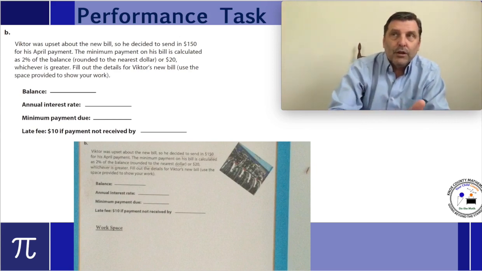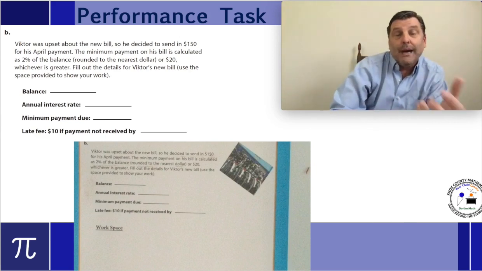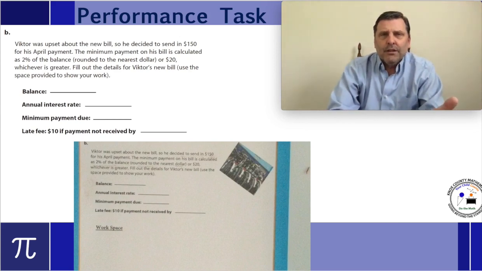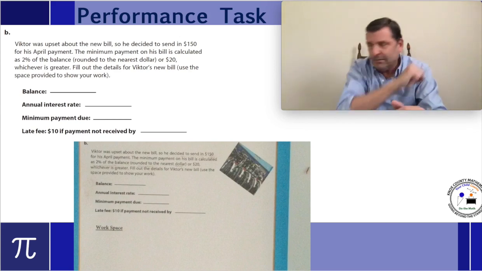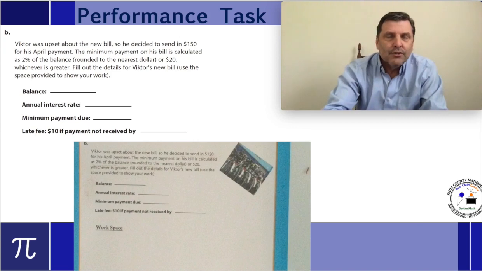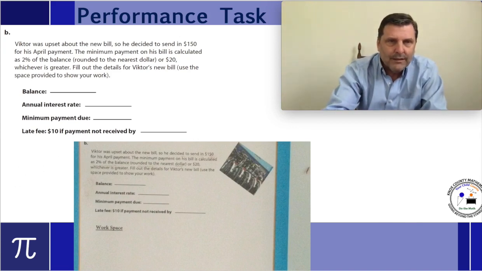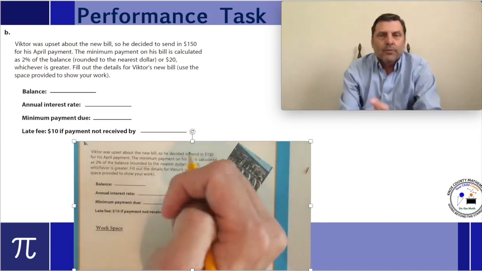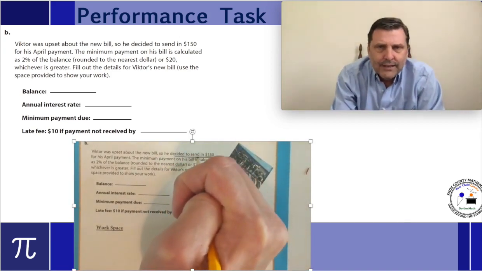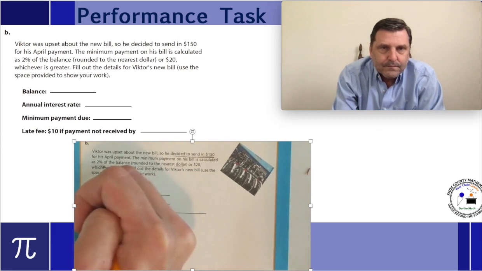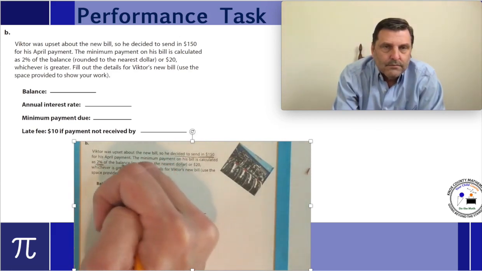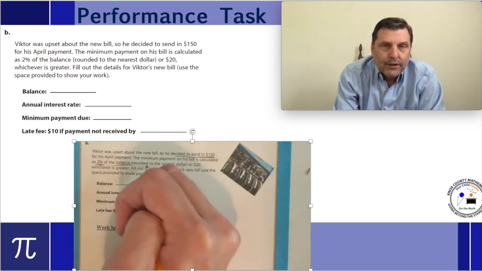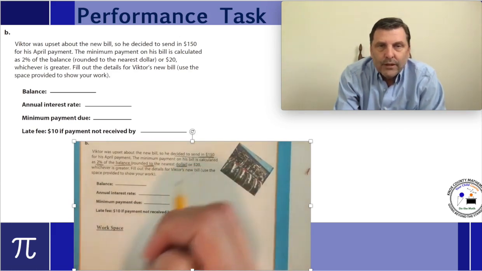So on this problem, we're going to work on two different things. We're going to figure out what the balance is, but also how to determine the new minimum payment. Apologize for that. So we're going to fill out the table. Let's see how it works with this. Let's fill out the table. Once again, I'm going to read the problem. You decide to send in $150. And we're going to figure out the 2% rounded. We're going to fill in all the four blanks.